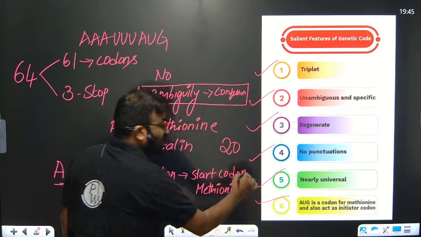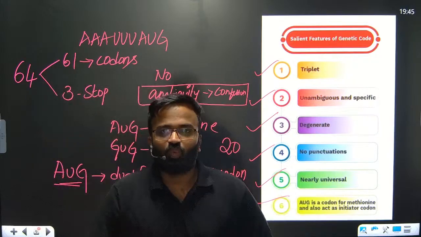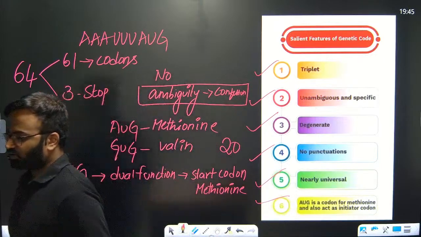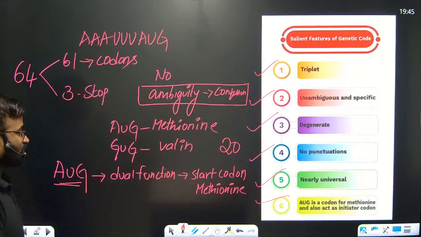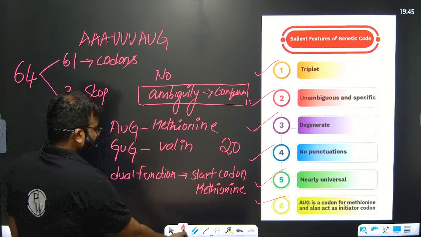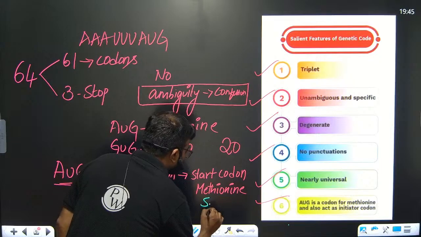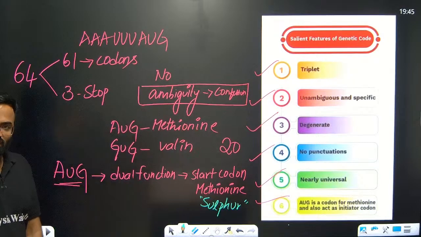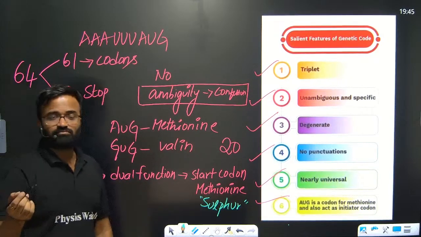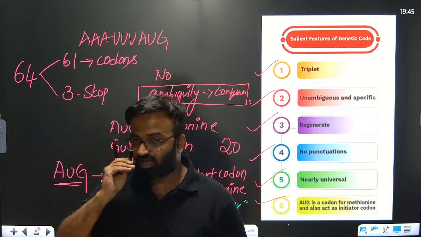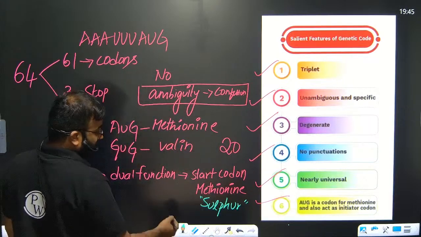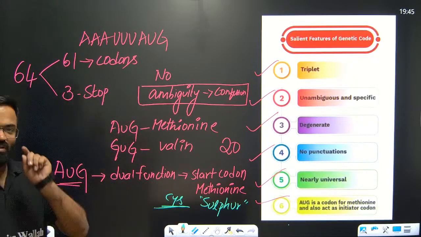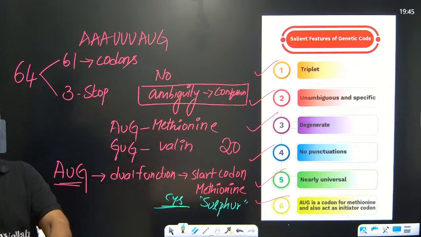What kind of amino acid is methionine? Anybody? A sulfur containing amino acid. What is the other sulfur containing amino acid? That is cysteine. So methionine and cysteine are your sulfur containing amino acids.